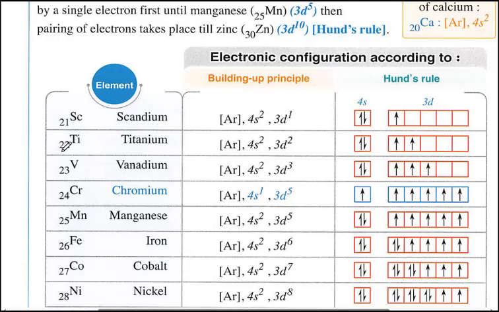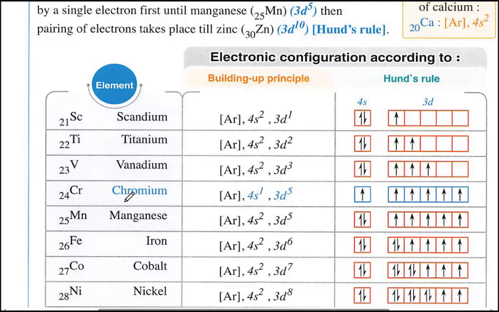Titanium here is 22, the first digit is the number of electrons in 4s, and the second digit is the number of electrons in 3d, so it is 4s2 3d2 after argon. For vanadium 23, 4s2, this digit 2 is the number of electrons in the 4s, and in 23 the second digit is the number of electrons in 3d.